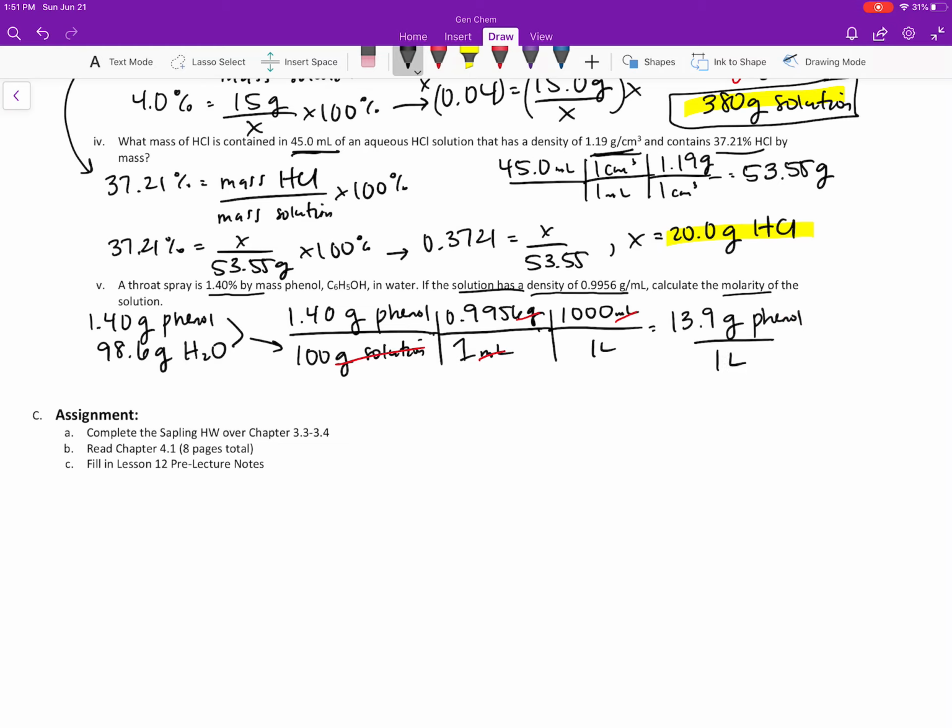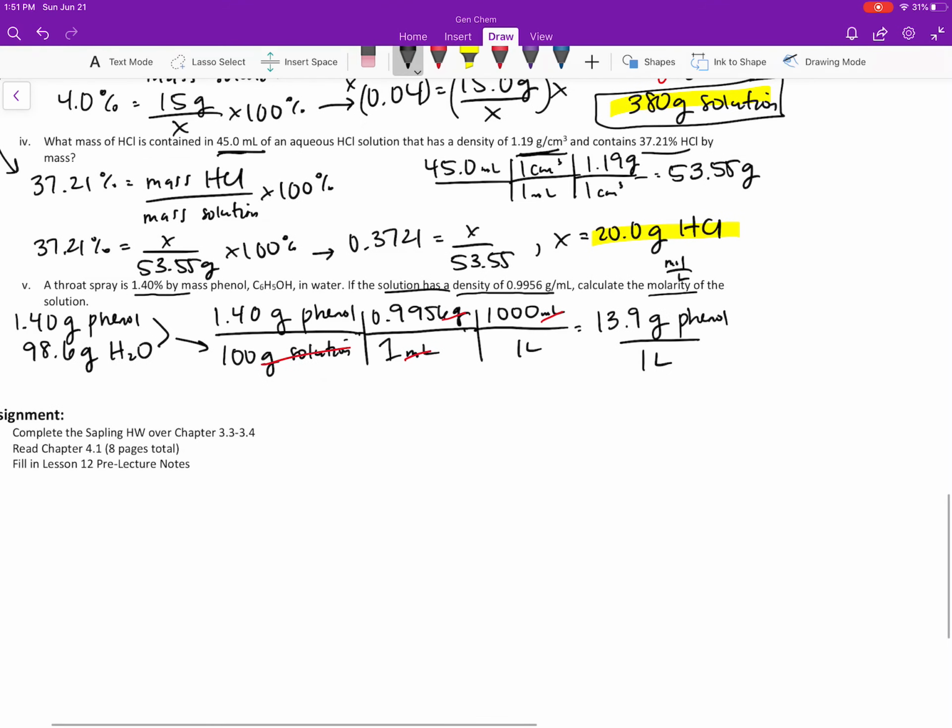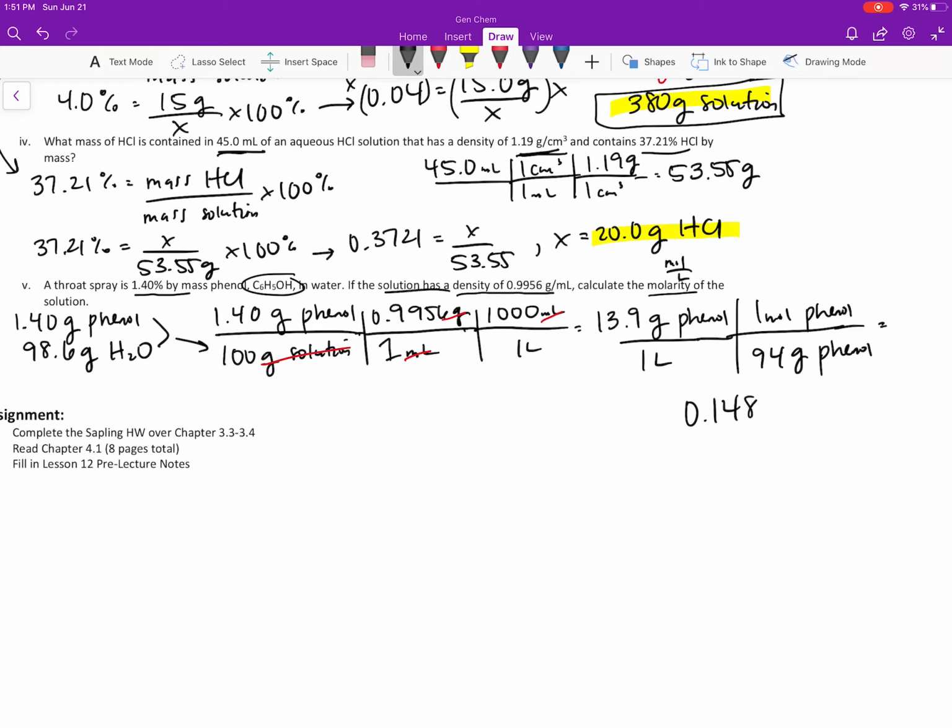So to get to molarity, which is moles per liter, I need to convert phenol from grams of phenol to moles of phenol. And I'm going to do that using the molar mass, which is why I needed to know the formula. The formula or molecular mass for phenol is 94. So when I take 13.9 and divide it by 94, I'm going to get a value of 0.148 molar, because the grams will cancel out, leaving me with moles of phenol per liter of solution.